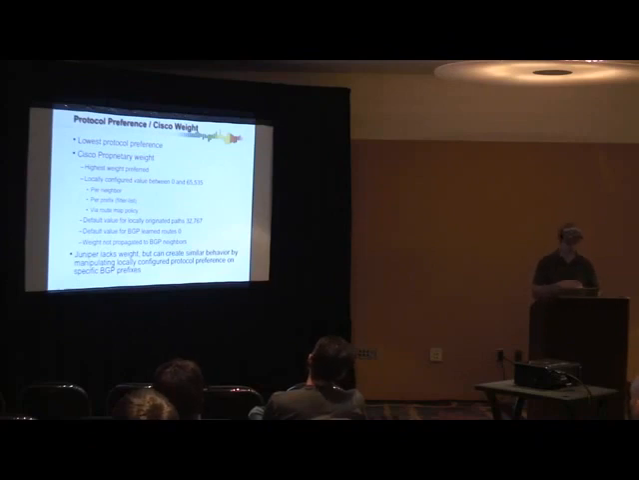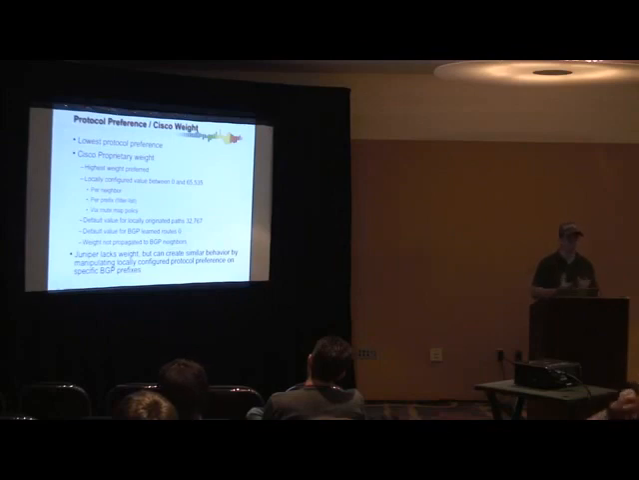The default value is right in the middle at 32,767, and you can manually make it lower, down to 0, or higher, up to 65,535. You configure this through policy, either per neighbor or per prefix via a route map, and weight is not propagated to other BGP routers.